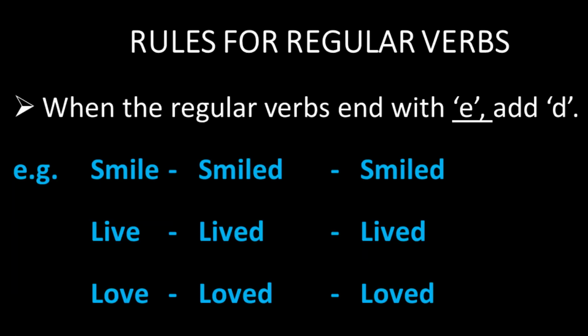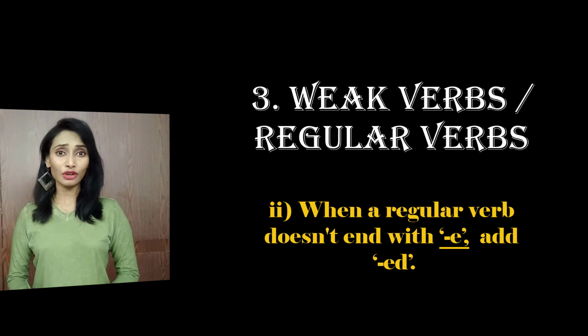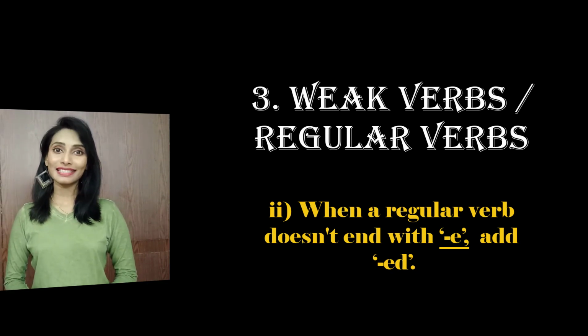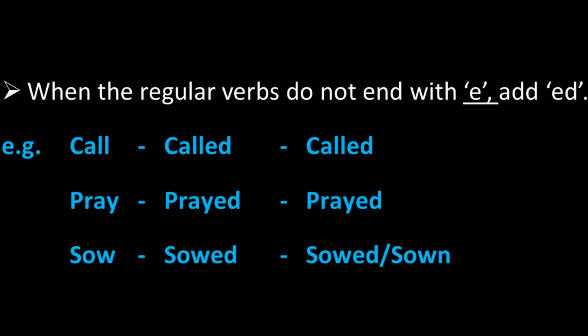For example, smile, smiled, smiled; live, lived, lived; love, loved, loved. Rule number 2. When a regular verb doesn't end with the letter E, add ED to form V2 and V3 forms. For example, hold, held, held; pray, prayed, prayed.